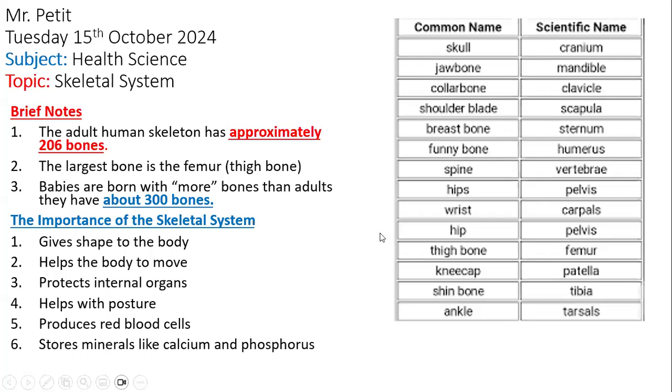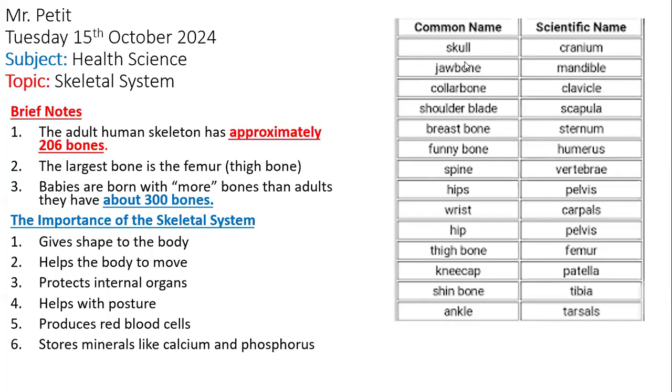It's a scientific name. Are we writing this? Yes, write down the table. Draw the table for me, please.